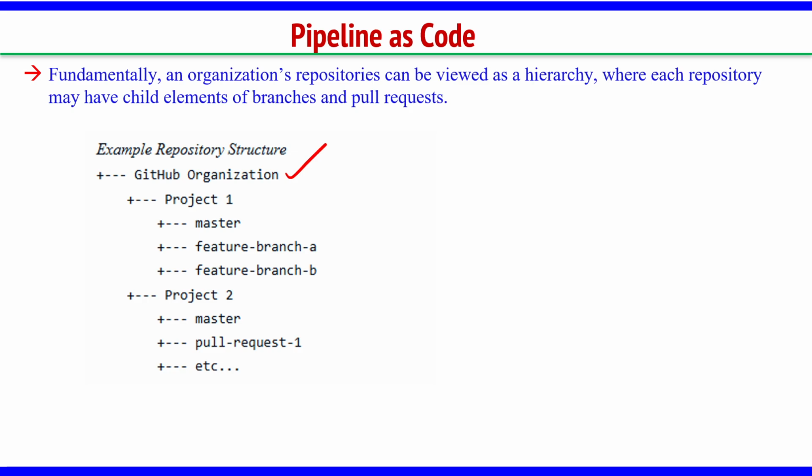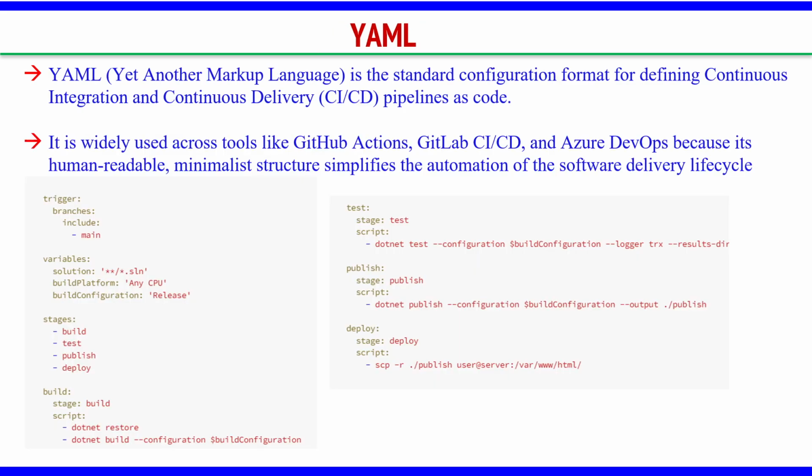This is my organization, GitHub organization. I have project 1 in that, master, then feature branches A and B. Project 2, like this I may have examples, right? So based on this structure, we will be trying to write the pipeline as code. Okay, so that we call it YAML.